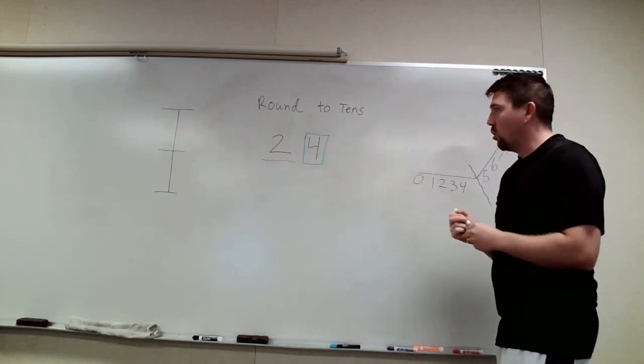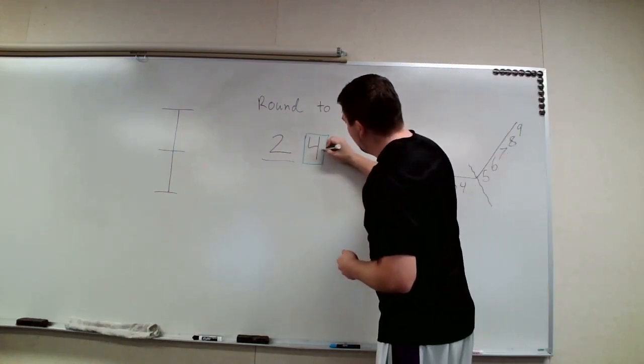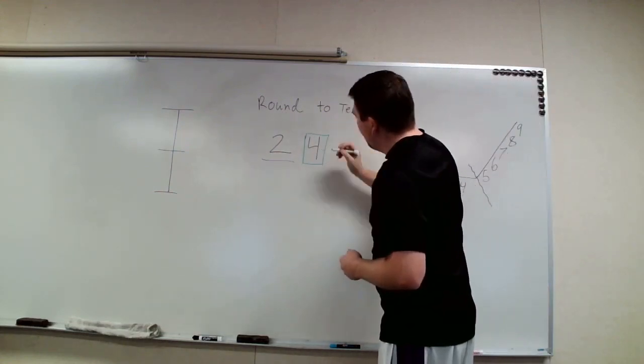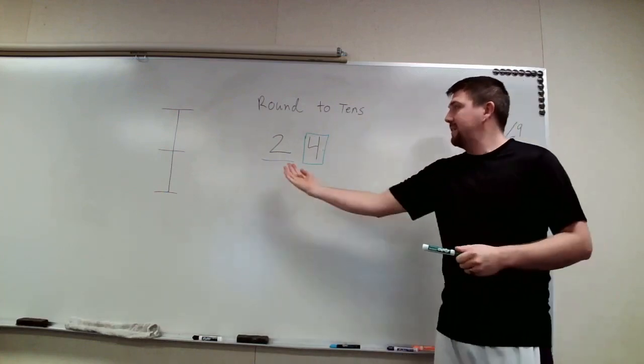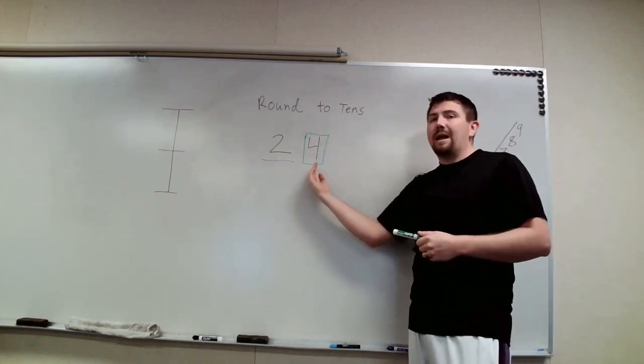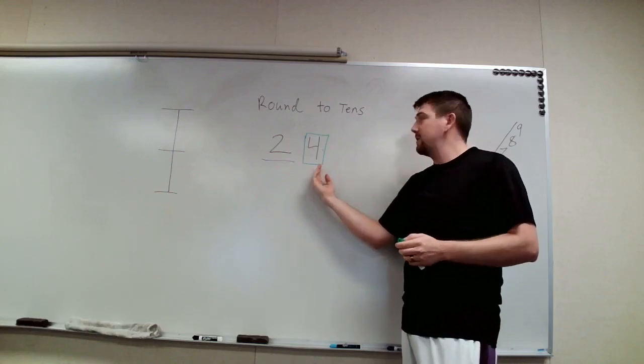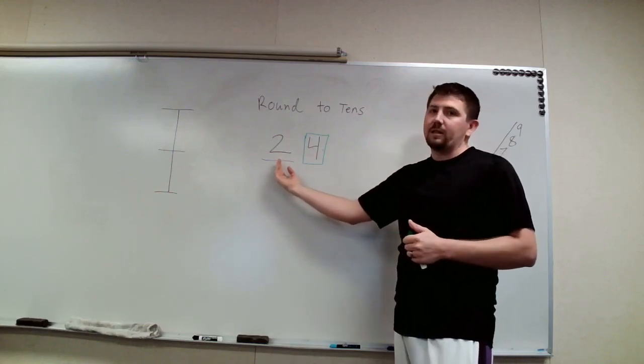And I draw a little door on it. You can put a doorknob if you're super cutesy. But really, we're just trying to drive home the point. To find the tens, we have to look at the number next door because that's the one that's going to tell us, do we go up or do we stay the same?